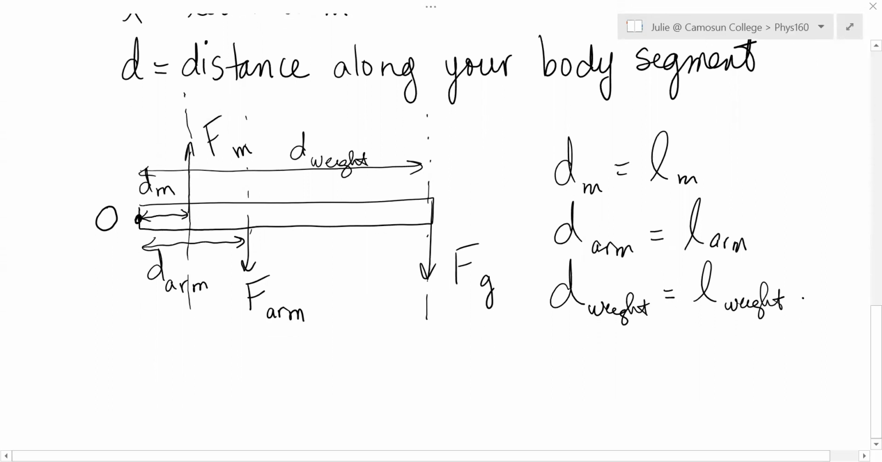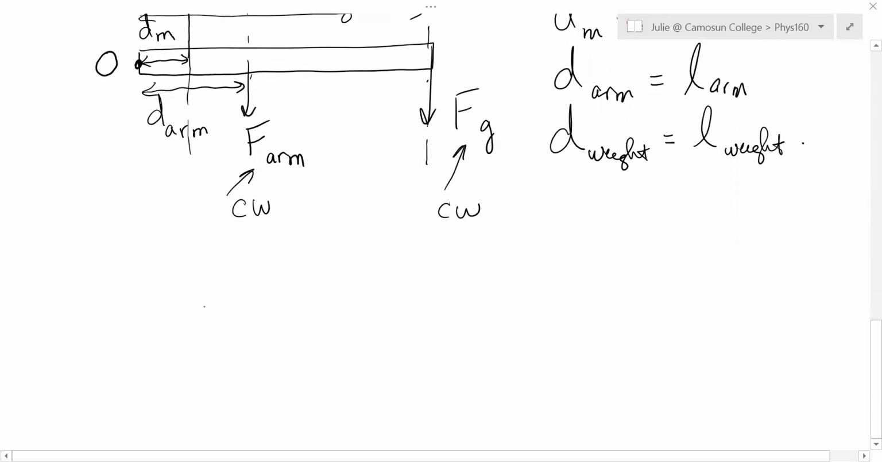Next, you'd have to decide whether the force is trying to make your arm rotate clockwise or counterclockwise. It's not succeeding because your arm is stationary, but even if it's only trying, that's the definition of clockwise and counterclockwise. This is trying to make your arm rotate clockwise. So that's going to create a clockwise torque. This is also trying to make your arm rotate clockwise. So that's a clockwise torque. Your muscle force is what is counteracting this, and that would be the counterclockwise torque. Okay, so clockwise equals counterclockwise.